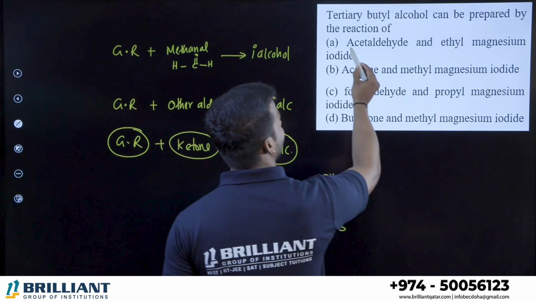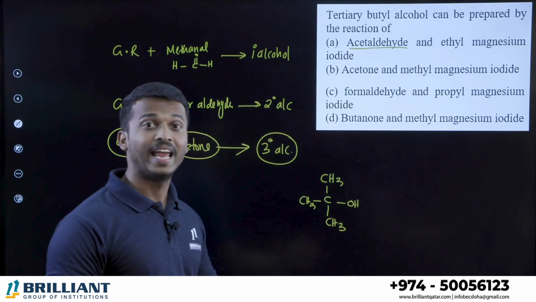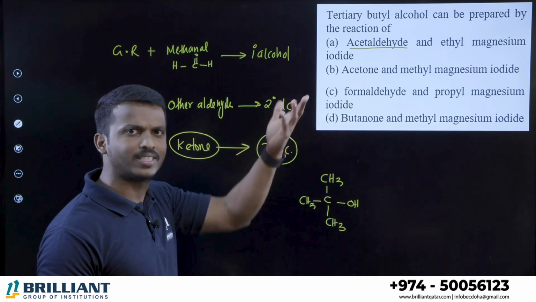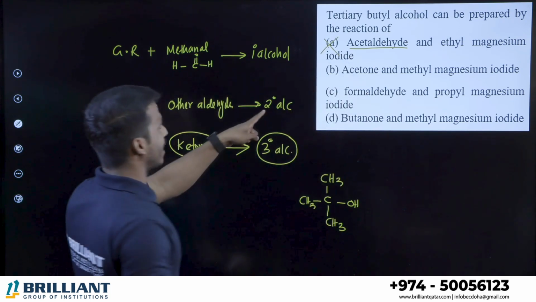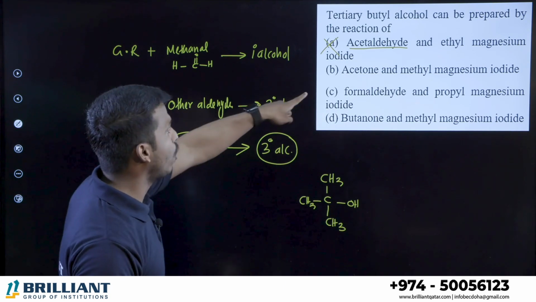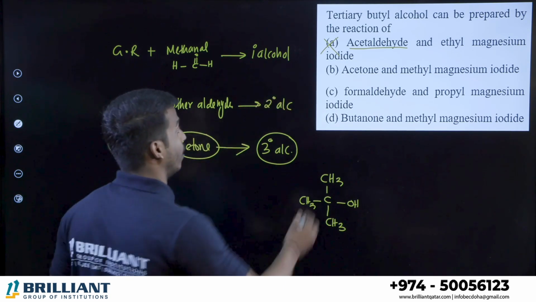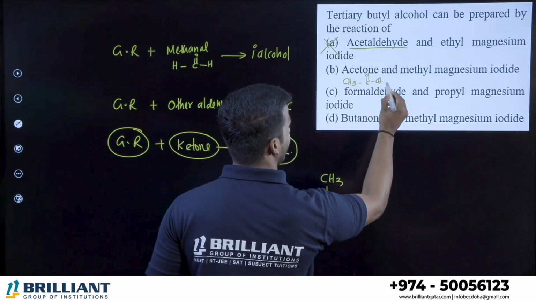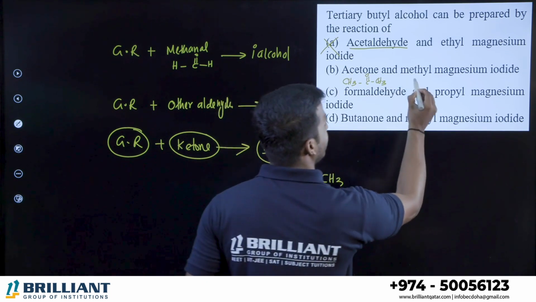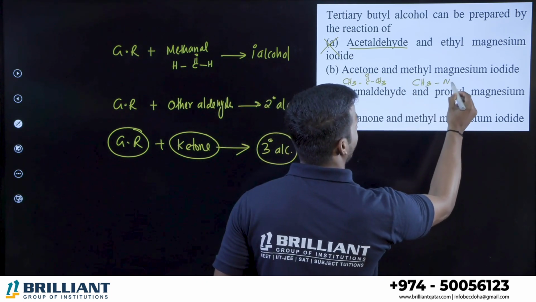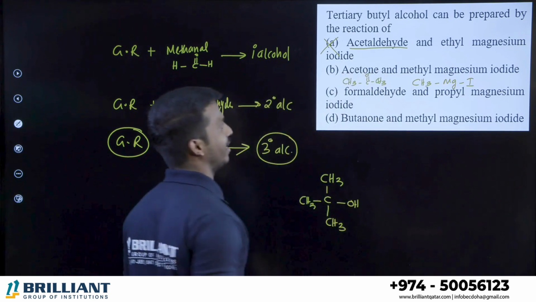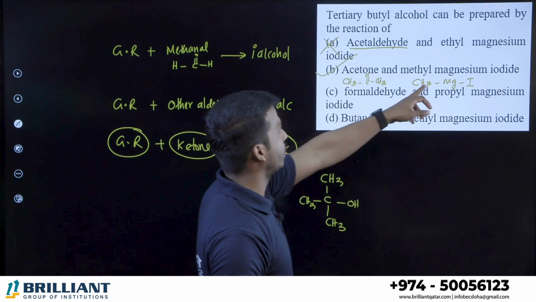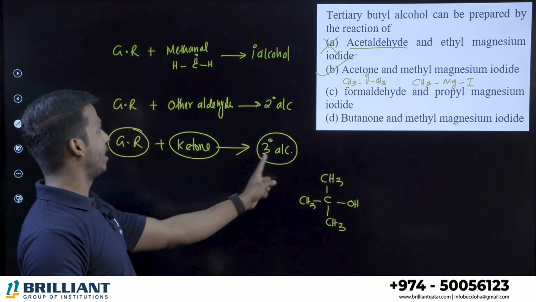No, because it is acetaldehyde. Acetaldehyde with ethyl magnesium iodide Grignard reagent, you won't get it. You will get secondary alcohol. Correct. Acetone. What is acetone, dear all? Propanone, CH3COCH3. Propanone reacting with methyl magnesium iodide, this is the Grignard reagent. Yes, here you can get a tertiary alcohol. A ketone reacting with a Grignard reagent gives a tertiary alcohol.